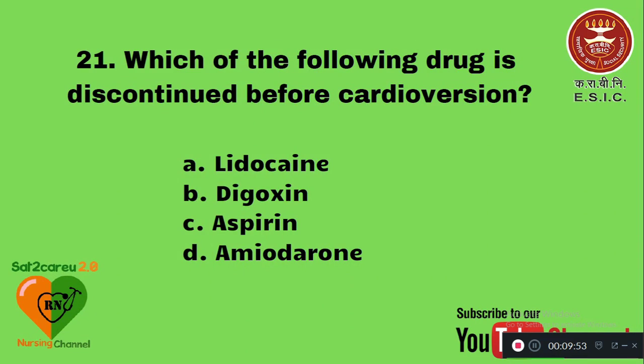Question number 21. Which of the following drugs is discontinued before cardioversion? A is lidocaine, B digoxin, C aspirin, D amiodarone. The drug which is discontinued before cardioversion is option B, digoxin.